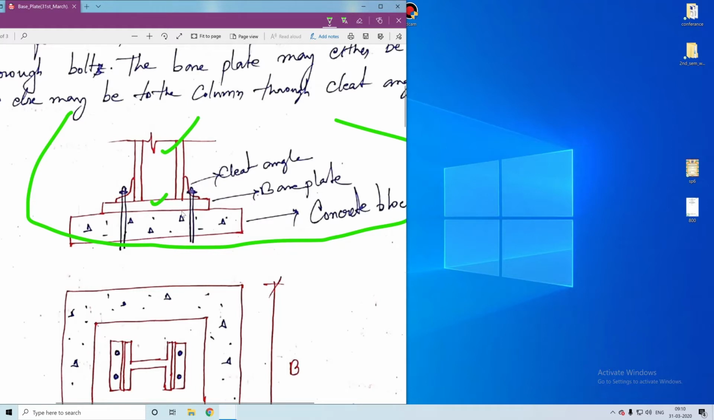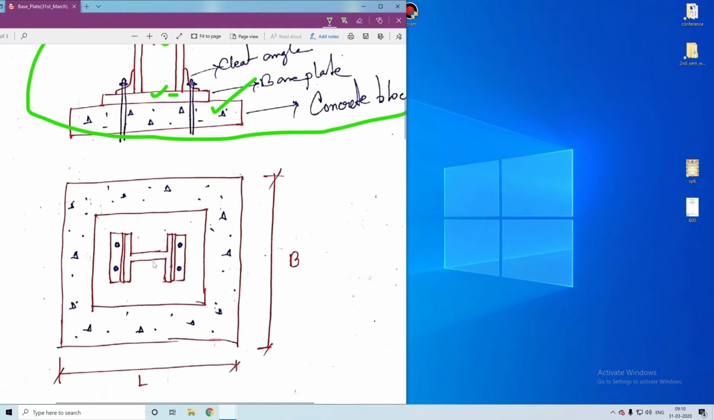Okay, so this is the I section. This is the cleat angle. Cleat angle means the ISA section. Okay, this is the plate, that means the base plate. Today we will design this base plate first, and then this is the concrete block.